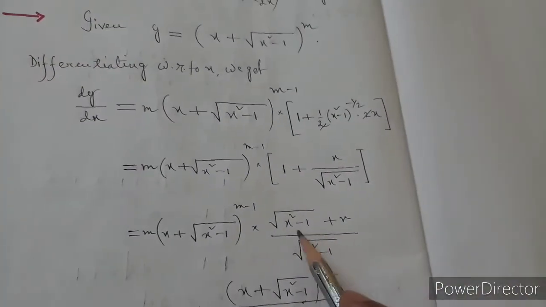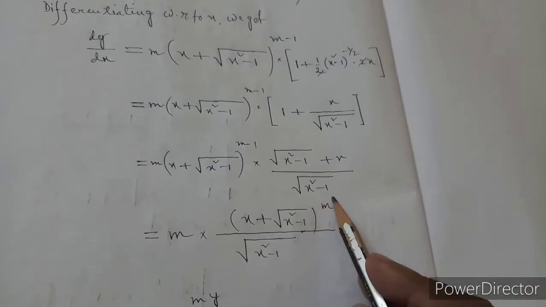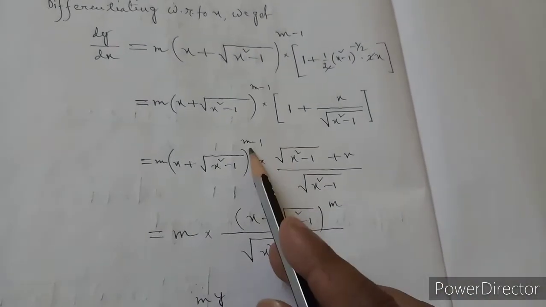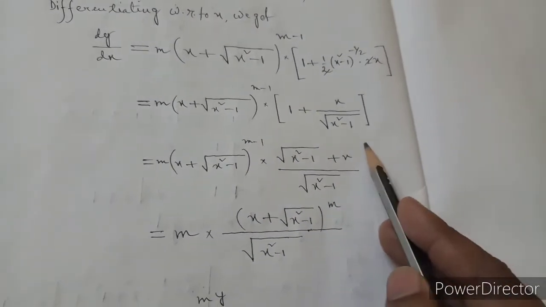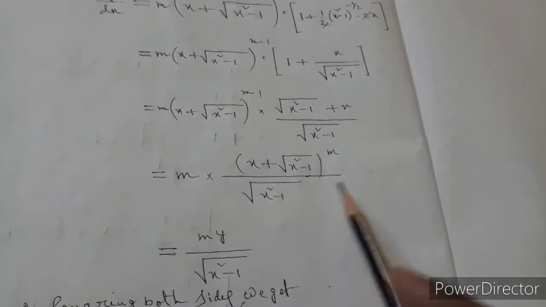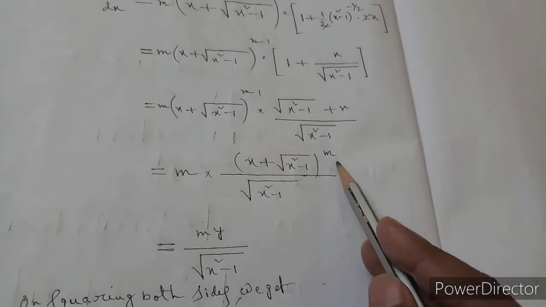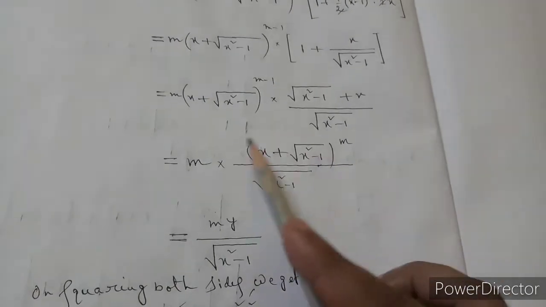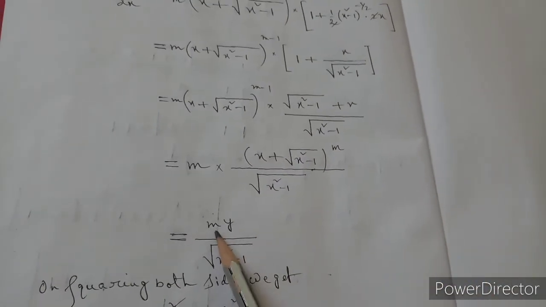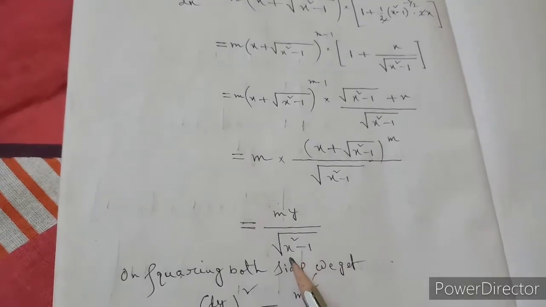Cross multiply, we get (x plus root under x square minus 1) by root under x square minus 1. So look at that, this one is x plus root to the power m minus 1 and this one to the power 1. So this should be added. So what happened? m into (x plus root under x square minus 1) whole to the power m by root under x square minus 1, and that should be your y. So put it y, so y into m by root under x square minus 1. So now dy/dx equal to ym by root under x square minus 1.